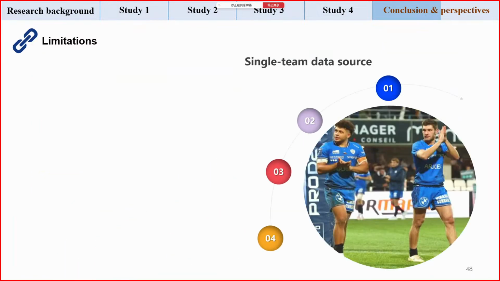There are several limitations in this research. First, the data set was limited as we used data from a single team, which may restrict the applicability of the findings. Second, our analysis only focused on external load without considering personal information, contact metrics, and physical test results, which may be crucial for comprehensive assessment of player performance and injury.